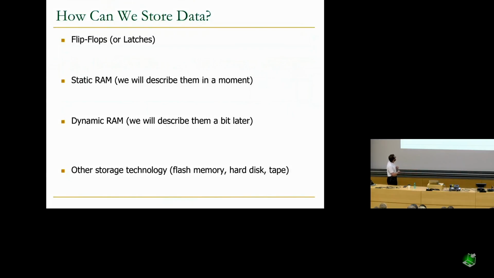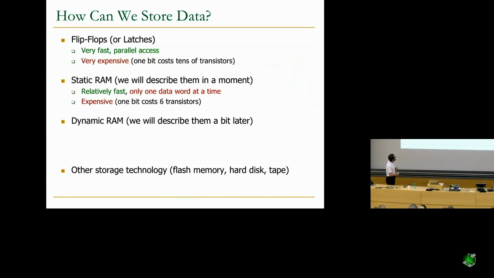So we've seen some things over here. Basically, how can we store data? Flip-flops or latches we've seen. They're very fast, parallel access. They're very expensive compared to these things that we're going to see. Basically, 1 bit costs tens of transistors. That's expensive, and you cannot afford it in many places.